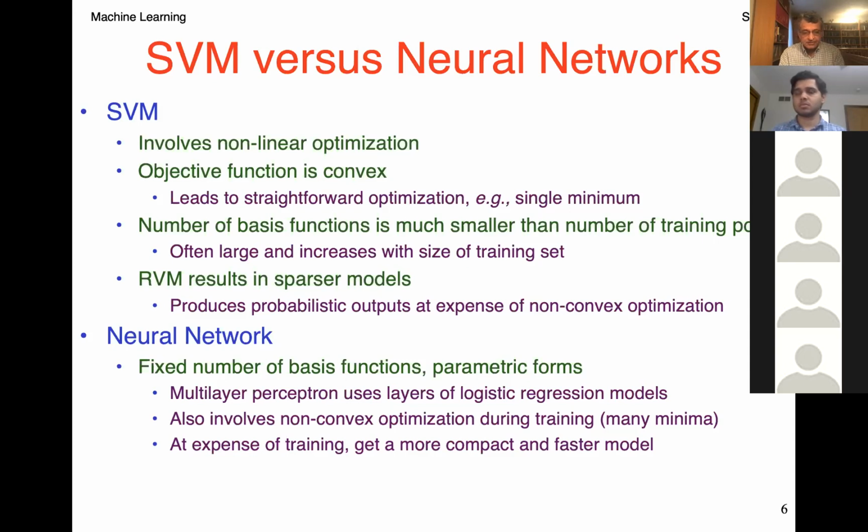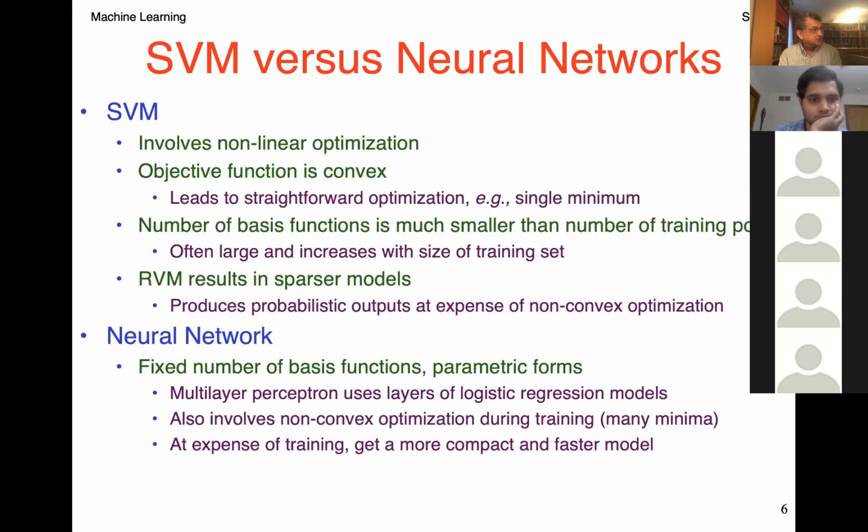And okay, so that's a neural network, and it also involves non-convex optimization during training. It's not convex optimization, in that non-convex means there are multiple minima. The objective function is non-convex, we say.